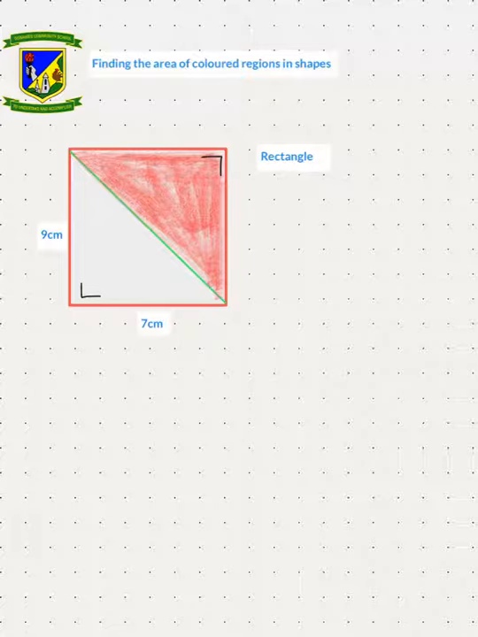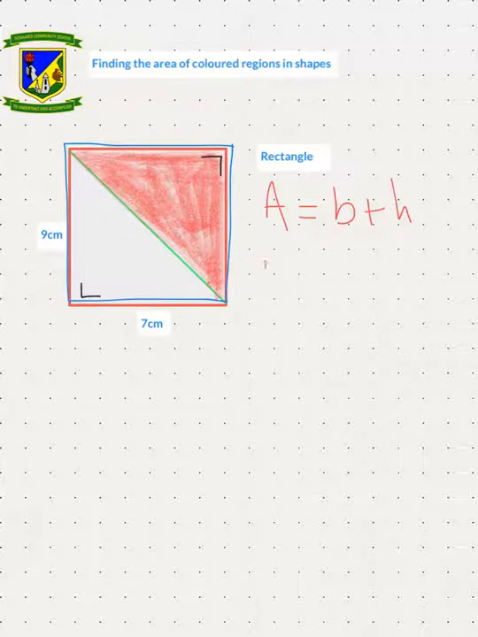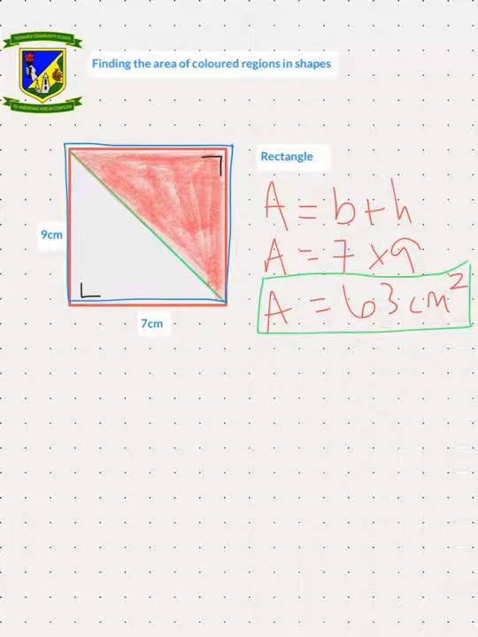Let me actually redo that in blue. Let's calculate the entire rectangle area and then deal with the triangle. So the area of the rectangle is the base times the height. Now in this rectangle, my base is 7 centimetres and my height is 9 centimetres. So my area becomes 7 nines, which is 63 centimetres squared. Now, I'll park that there for just a few minutes. I'll just do a little highlight so that I don't lose it in my scribbles.